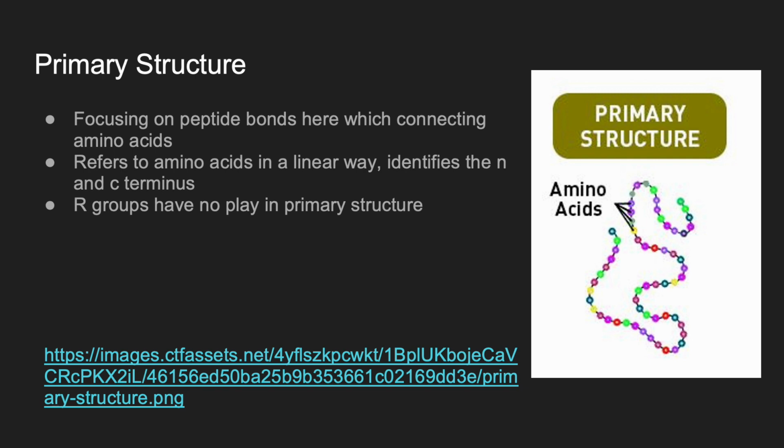This is showing primary structure. Primary structure focuses on peptide bonds which connect amino acids. They refer to amino acids in a linear way where you can identify the N and C terminus. R groups have no play in primary structure. The image on the right shows a basic primary structure of a protein. You're able to see the individual amino acids.